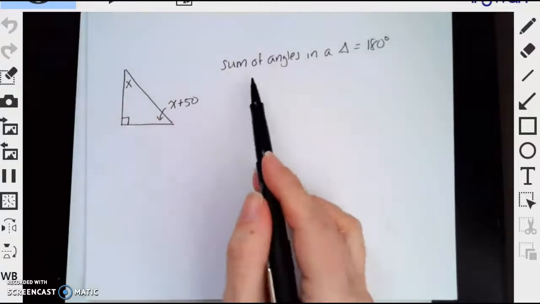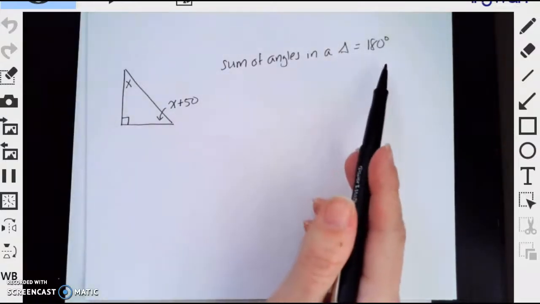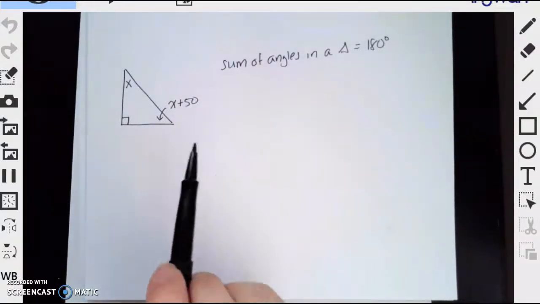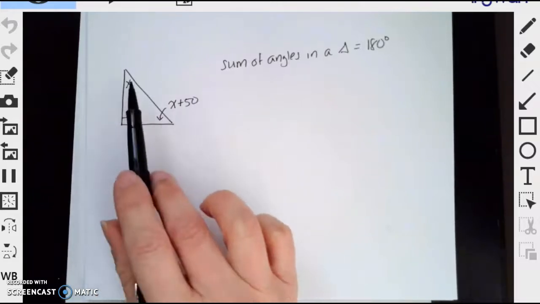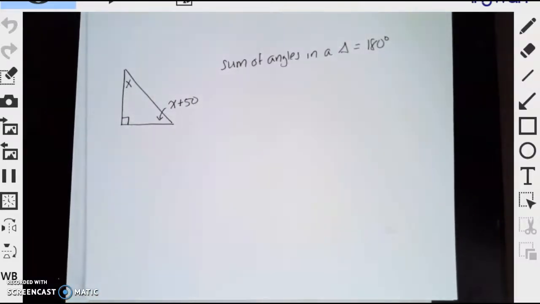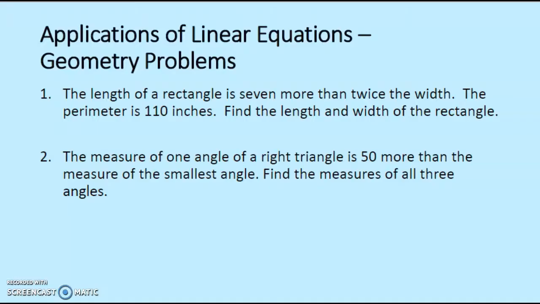So the sum of the angles in any triangle is always 180 degrees. So a triangle has 3 sides, 3 vertices, 3 corners, 3 angles, and the sum of those 3 angles is always 180. We were told in this case that we had a right triangle. So we have a right triangle, which means we have one right angle. A right angle is equal to 90 degrees. And we were told that one of the other angles, not the right angle, of the triangle is 50 more than the measure of the smallest angle.